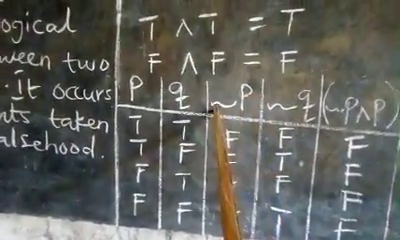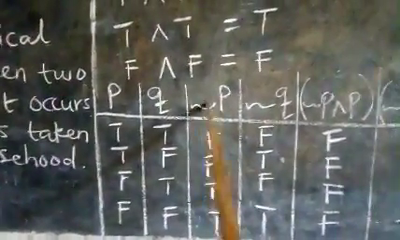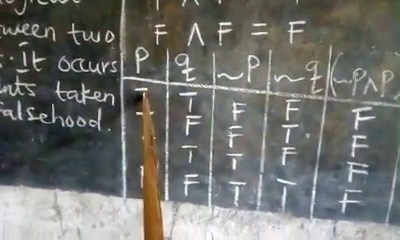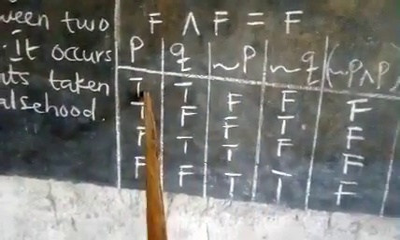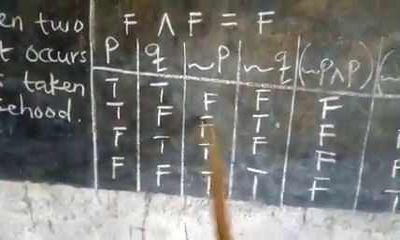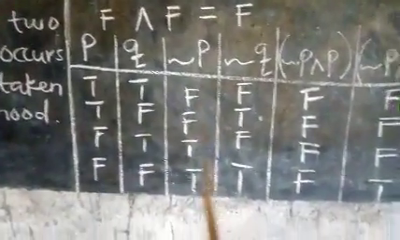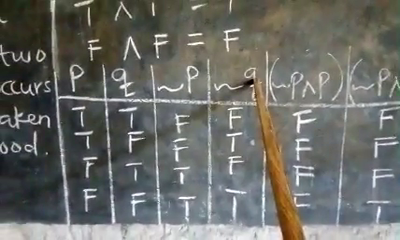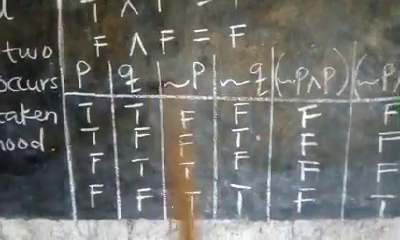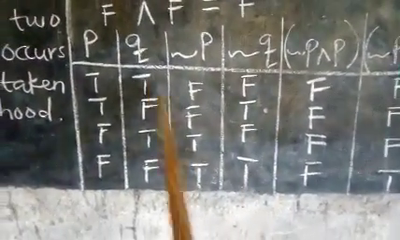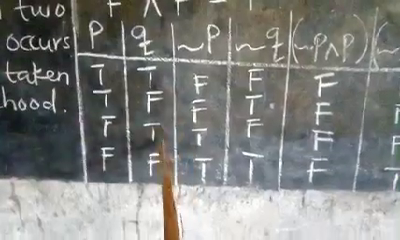Now, negation P. This sign stands for negation, so it means opposite. The opposite of P is negation P. So the opposite of true is false, and the opposite of false is true. That gives false, false, true, true. Then negation Q is the opposite of Q. Q is true, false, true, false, so negation Q is false, true, false, true.